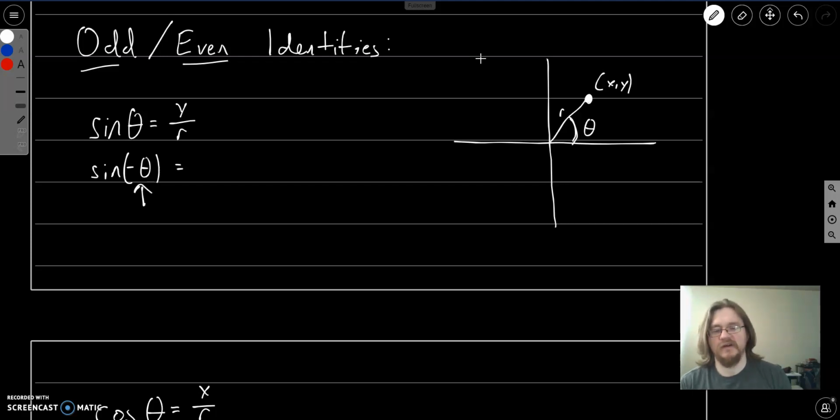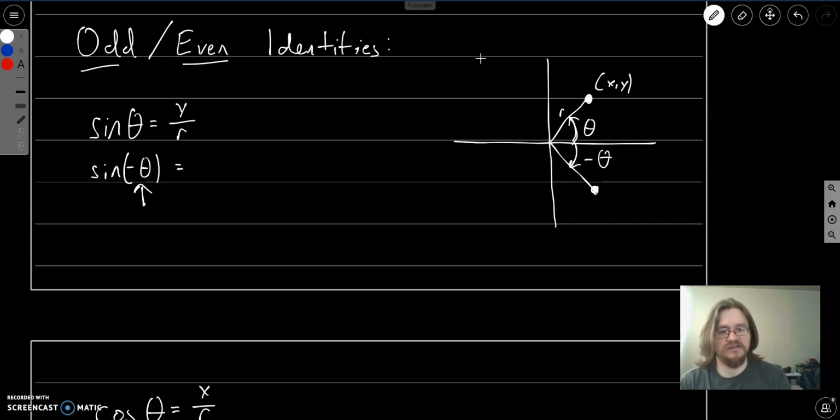Well, where is the negative of this angle? If this angle is theta, and this is a positive angle, it's going from the positive x-axis around in a counterclockwise direction. If I were to go clockwise, though, the same angle, I will have negative theta. So the question is, what happens to x, y, and r? Because if I want to find the sine of negative theta, I need to know what this point is and what this distance is.